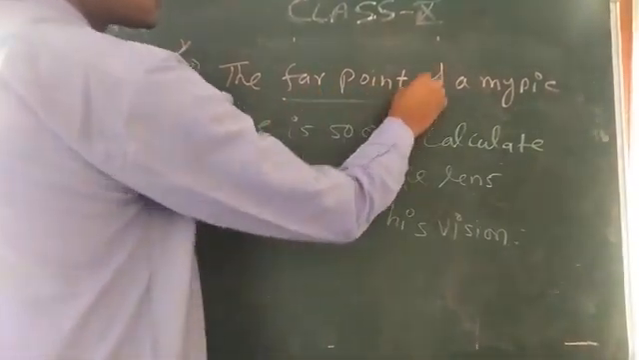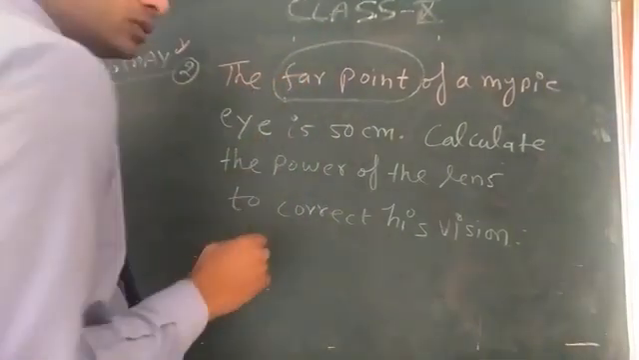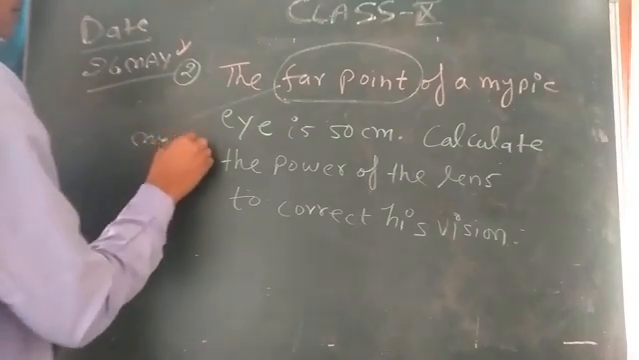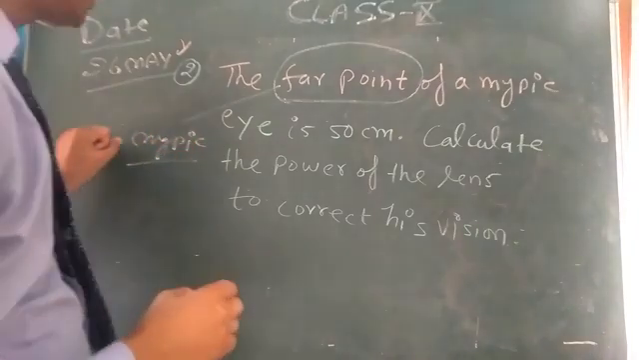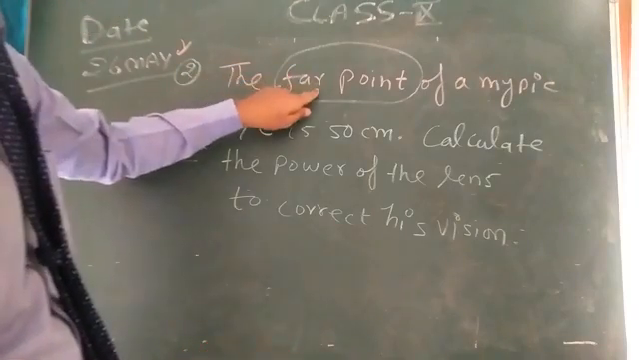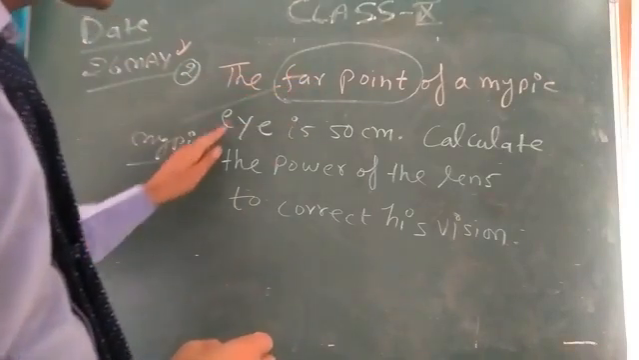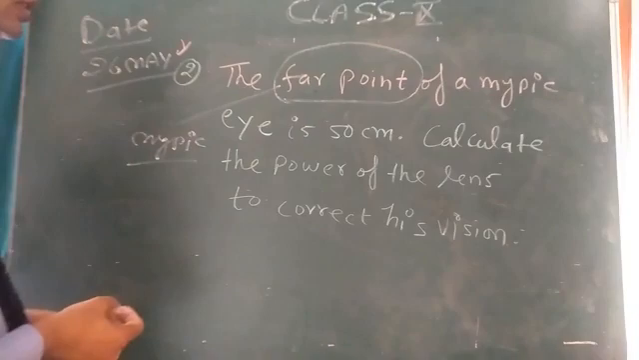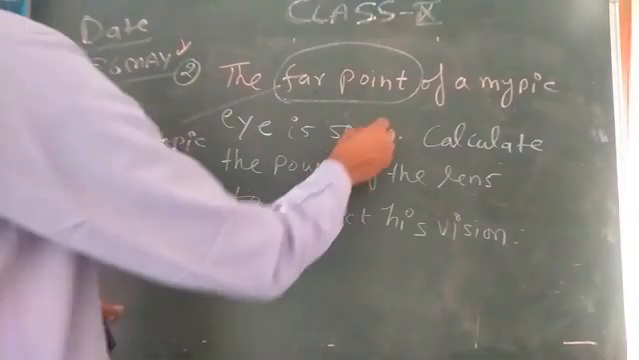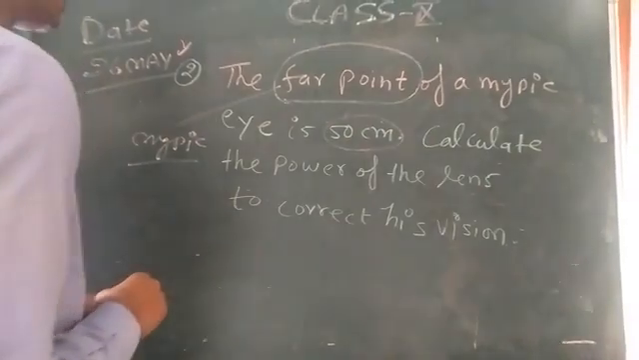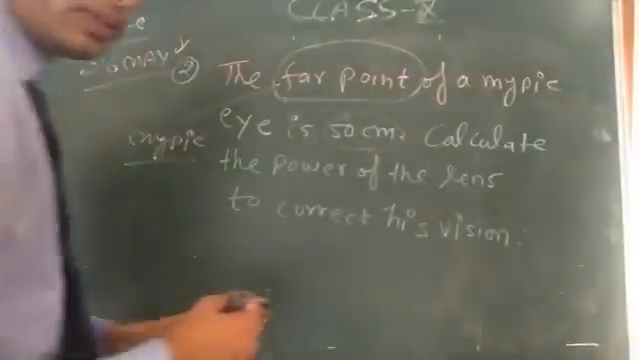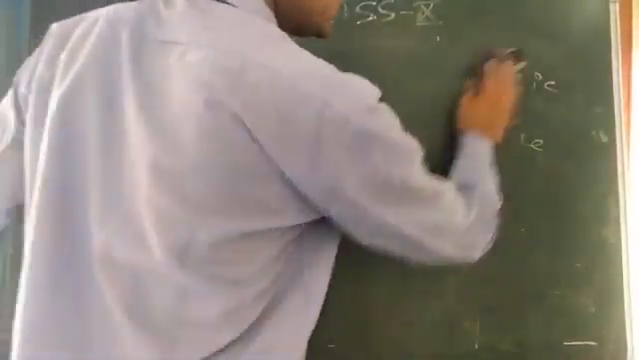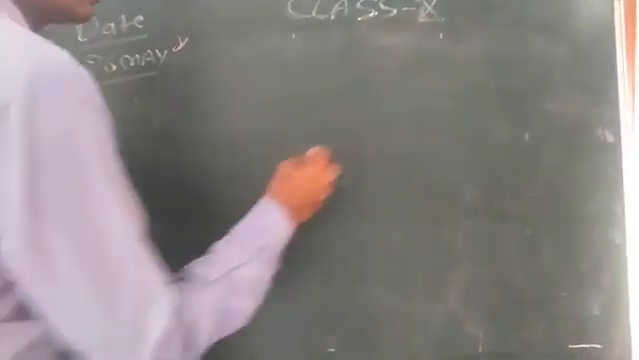So by this far point, you have to understand this is a myopic defect, because in myopic defect the far point is given and in hypermetropic defect the near point is given. So in this question the far point is given. This is 50 centimeter. So I am going to solve this numerical. You can understand by a diagram.